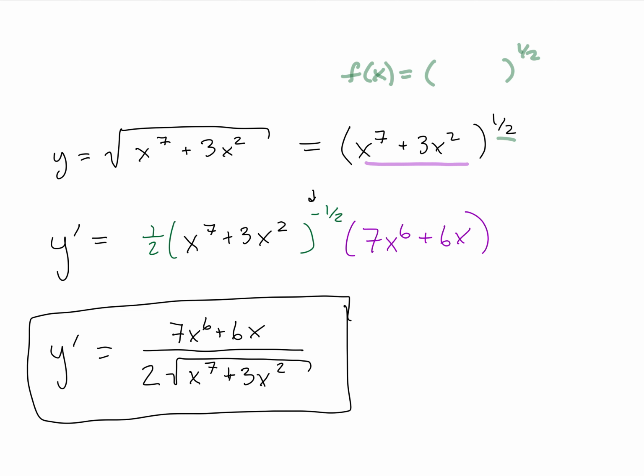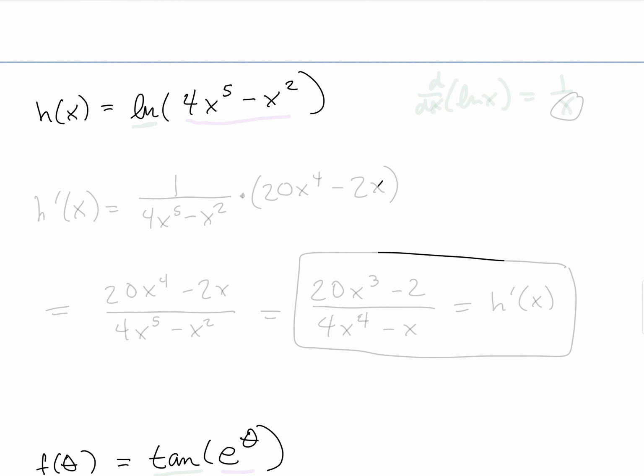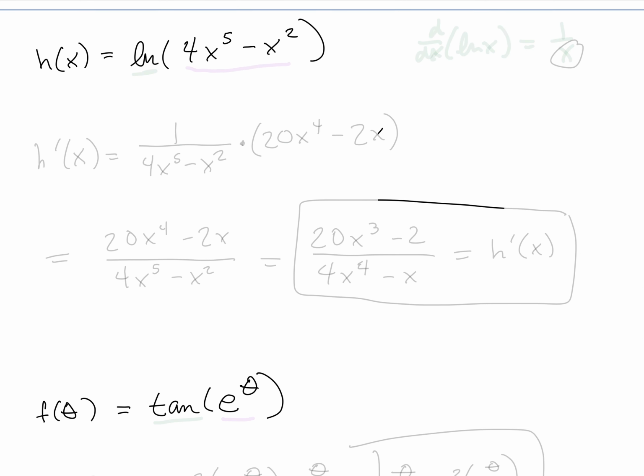Okay, h of x equals natural log of 4x to the 5th minus x squared. So again, this thing inside the parentheses, 4x to the 5th minus x squared, is our inside function, and our outside function is natural log of that. So remember that the derivative of natural log of x is 1 over x. So we know that.